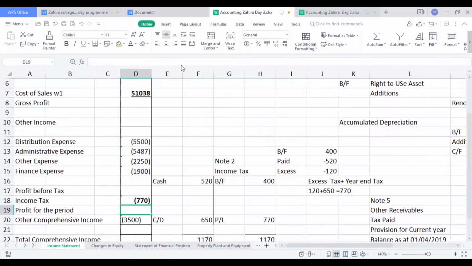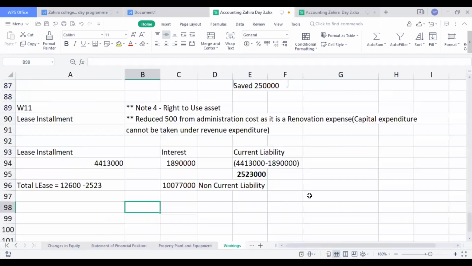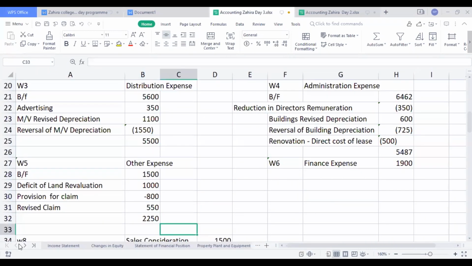Did I miss anything? Could you please show the expenses working again? Of course I can do. I'll move on, right? Okay. I hope you had a good view on this.